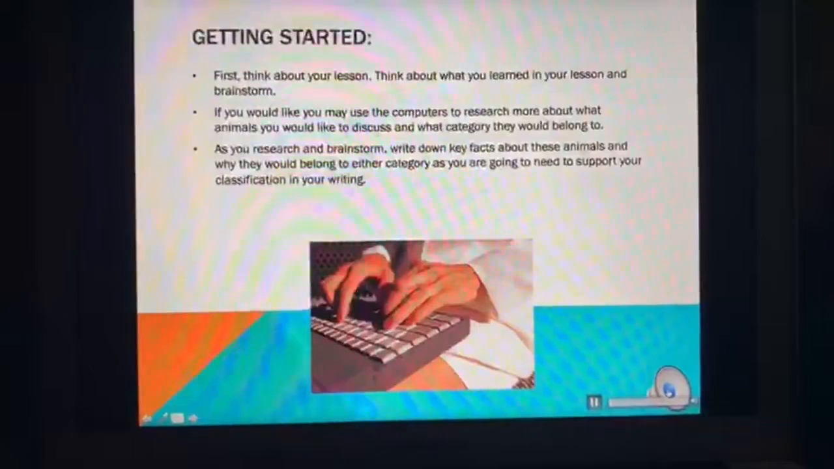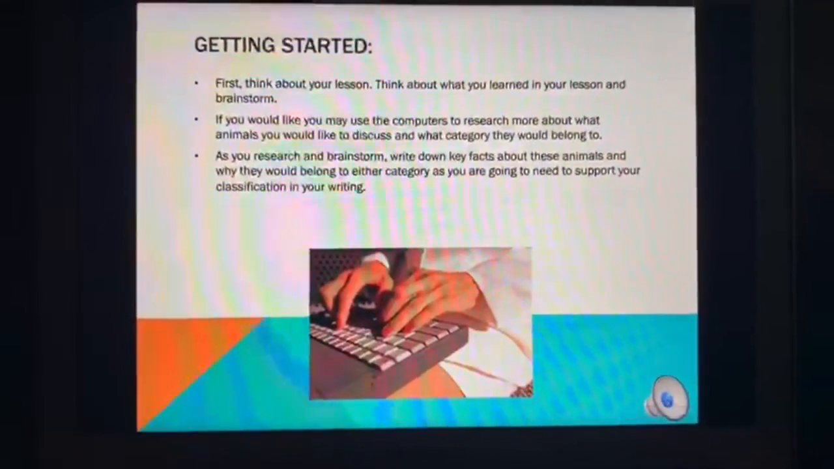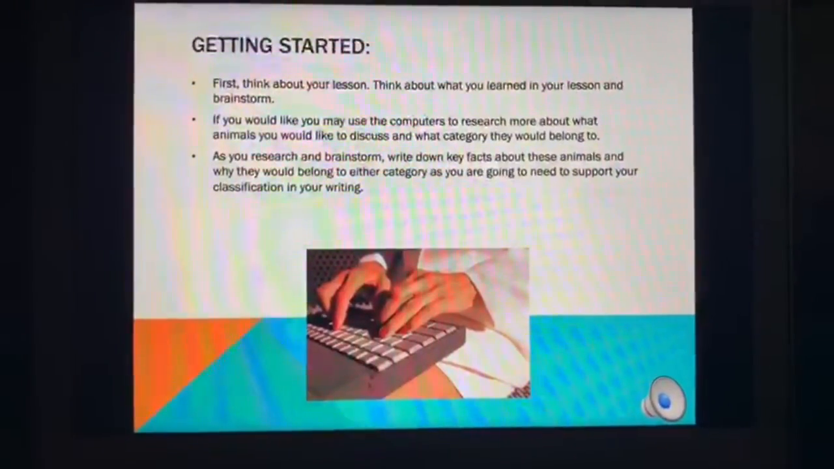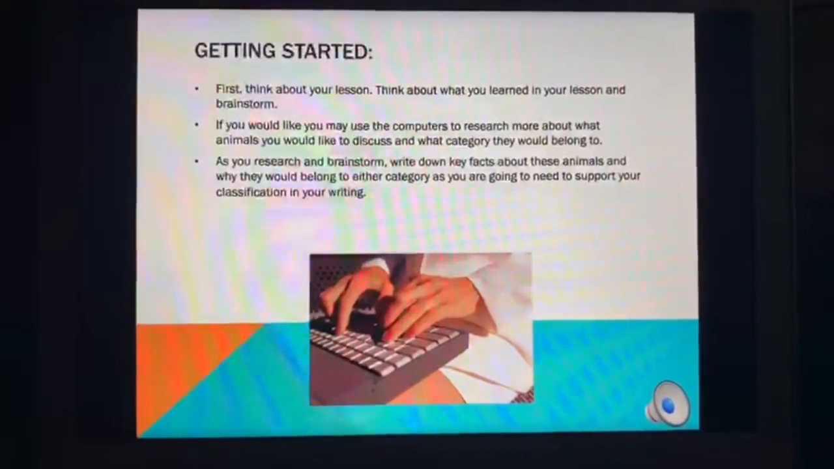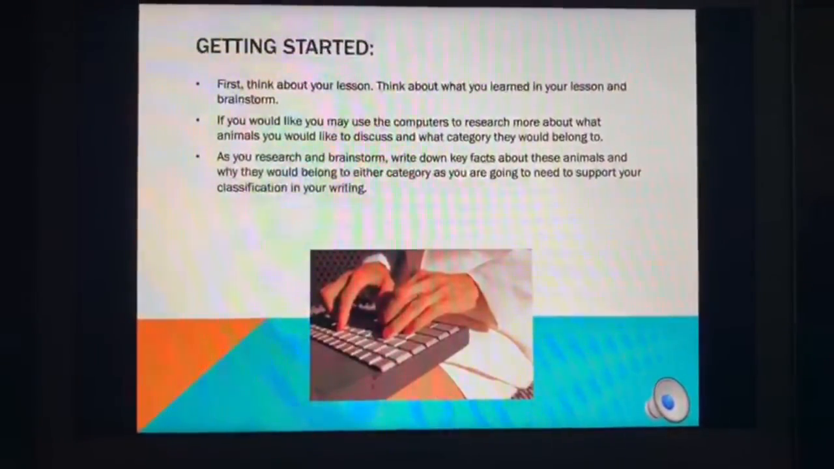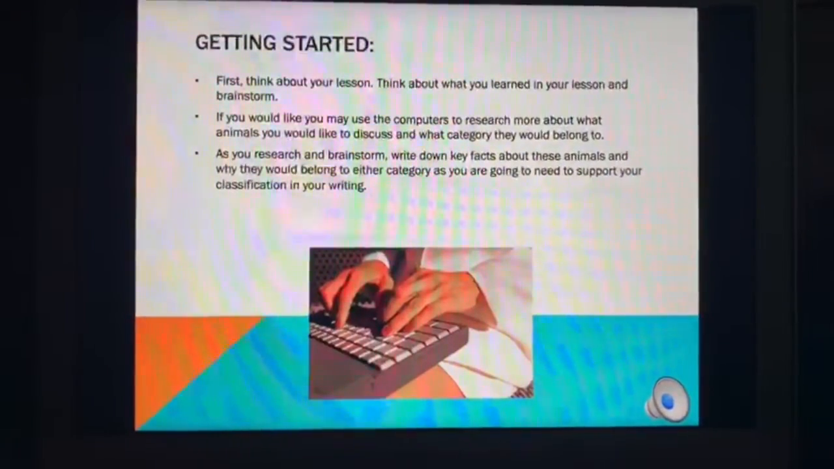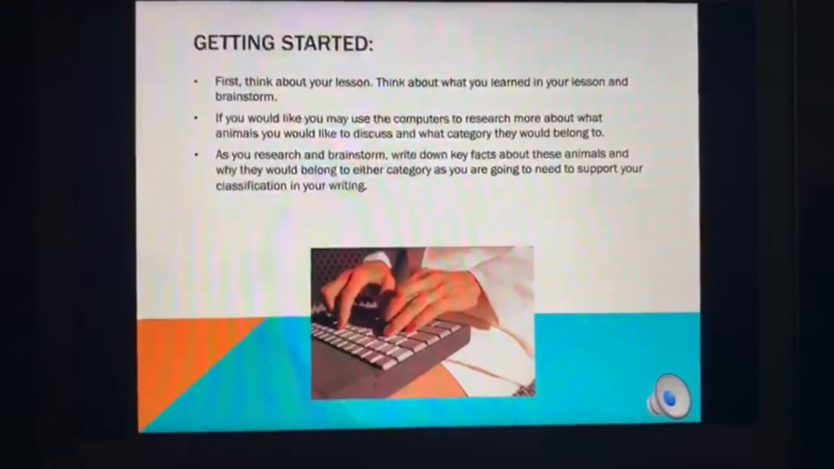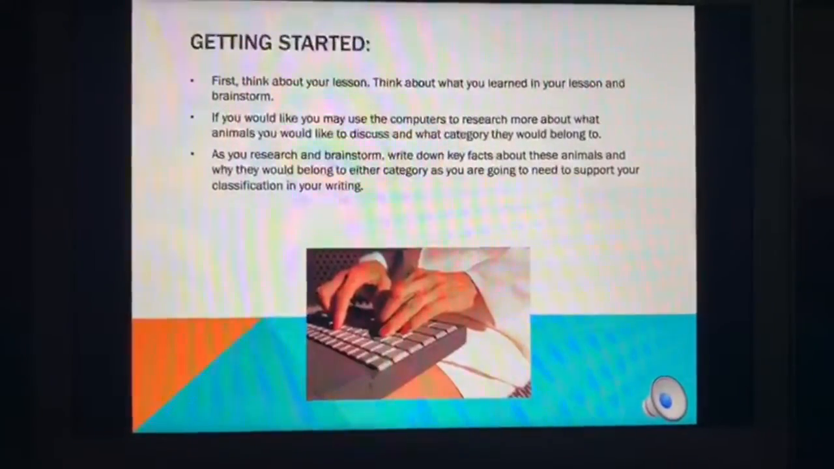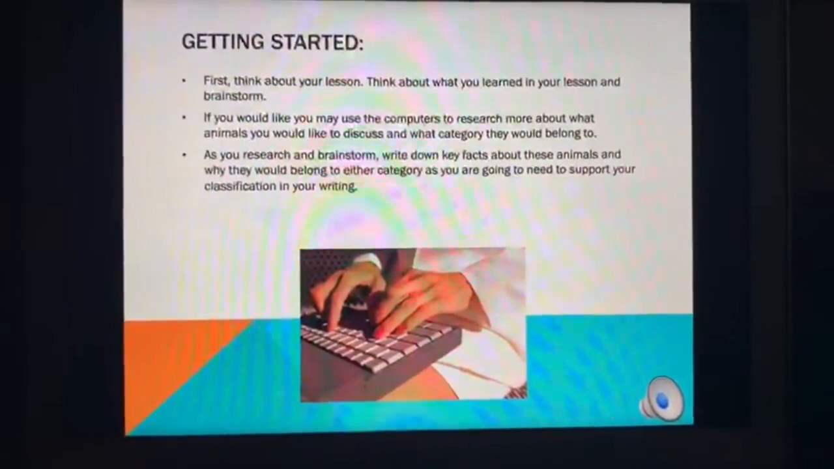I want you all to first think about your lesson. Think about what you learned in your lesson and brainstorm. If you would like, you may use the computers to research more about what animals you would like to discuss and what category they would belong to. As you research and brainstorm, write down key facts about these animals and why they would belong to either category, as you're going to need to support this in your writing.